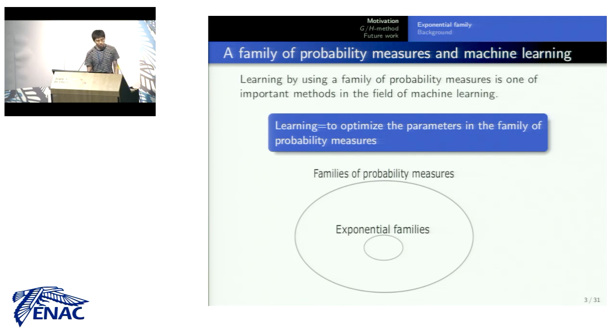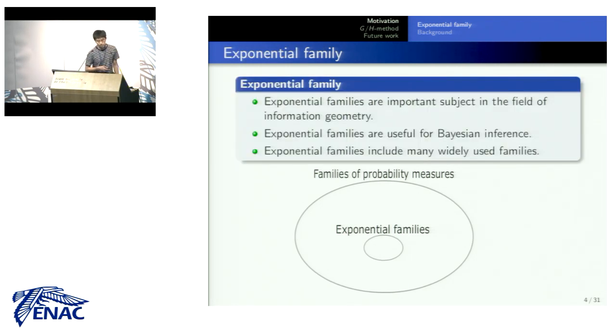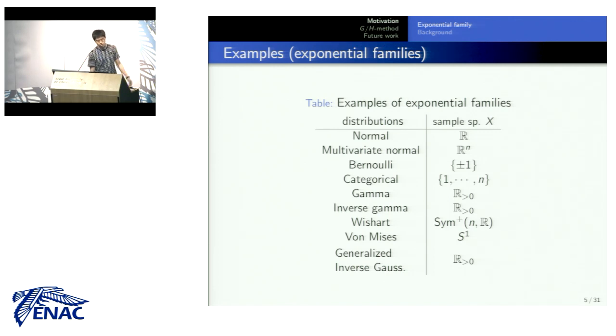In the field of machine learning, learning by using a family of probability measures is one of the important methods. Here, learning is mathematically to optimize the parameters in the family of probability measures. We often use exponential families. This is a good class of families of probability measures. In fact, exponential families are an important subject in the field of information geometry, and are useful for Bayesian inference, and include many widely used families. These are examples of exponential families.